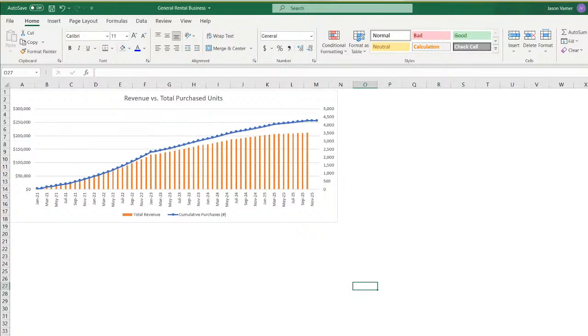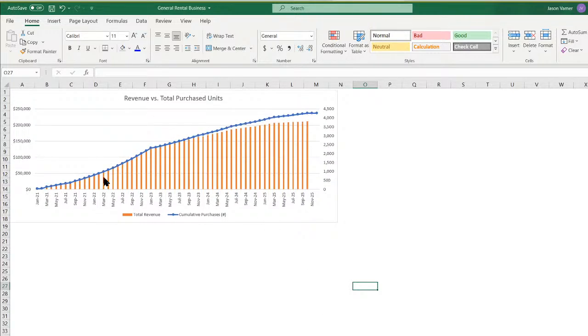So now if we go to this, you can see, okay, we are ramping. We're continuing to buy more and more things that we're going to rent out. We're scaling up. So now you can see the revenue is continually rising with the cumulative purchases.